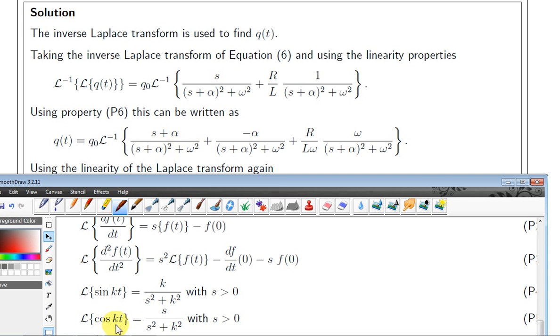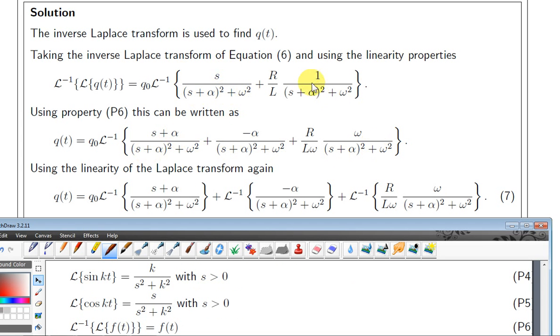So we will be using this rule here. If we plug in an alpha on top here, we're going to get another fraction, alpha over (s plus alpha) squared plus omega squared, and we need to cancel that out by writing minus alpha over (s plus alpha) squared plus omega squared. So the fractions with alpha as numerator will cancel out, and we will be left with s over (s plus alpha) squared plus omega squared.